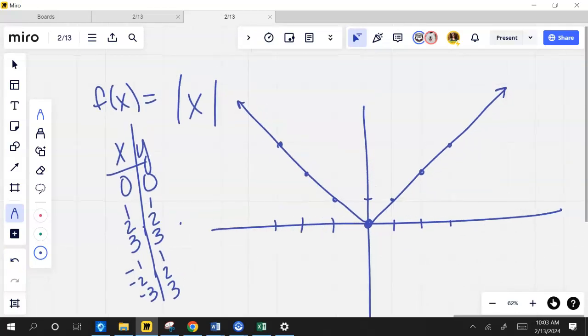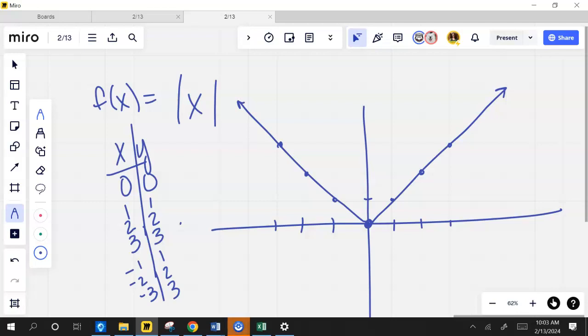It looks very similar to a quadratic. The only difference is I don't ease into that vertex. Boom, it's right there. It flips just at that very spot and has a sharp corner on it is what we call it when we get to calculus, it's a corner. So this is what absolute value looks like.